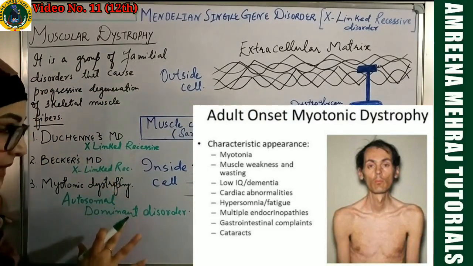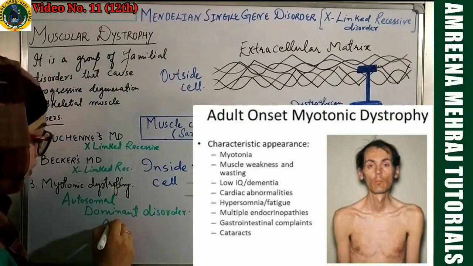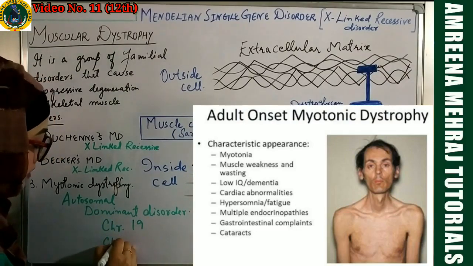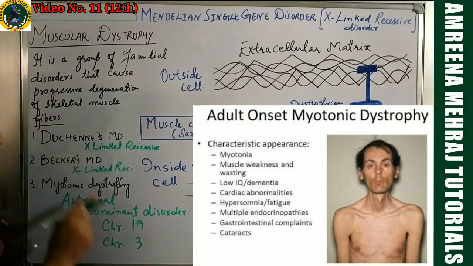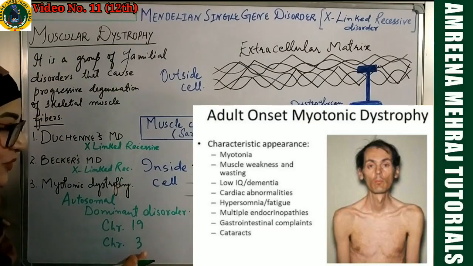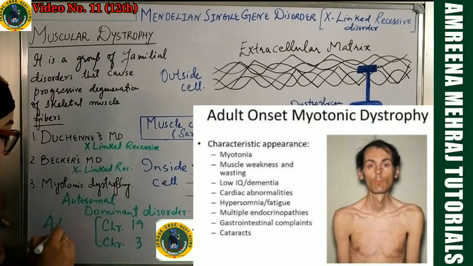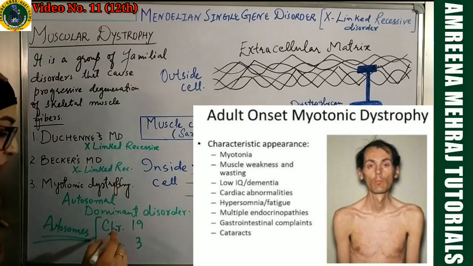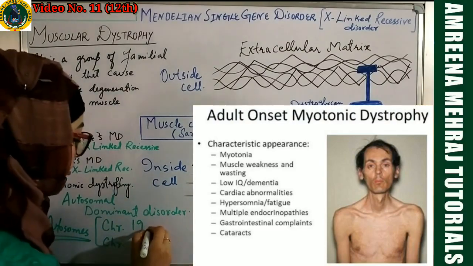So let us try and remember which chromosome is involved. Either you have the mutation on chromosome number 19 or you have the mutation on chromosome number 3. This is X, but this is chromosome number 19, chromosome number 3. That means you got an idea. Both of these are which chromosomes? Are they sex chromosomes? No, they are autosomes.